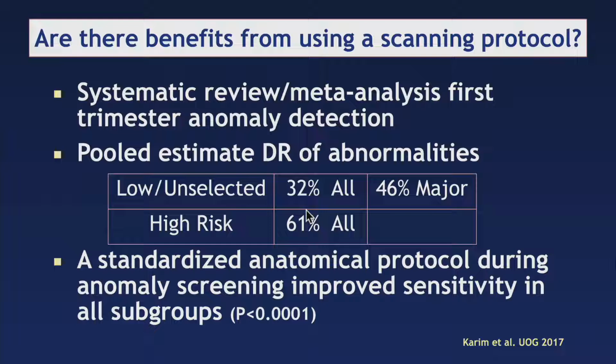However, we know that in a systematic review and meta-analysis for the detection of anomalies in the first trimester, the pooled detection rate for abnormalities, all abnormalities, was 32% in the low risk or unselected population. We picked up 46% of major abnormalities in this population, and we jumped to 61% overall in those at increased risk for structural abnormalities. However, what we know is that the use of a standardized protocol increased the detection rate of anomalies in both high risk and low risk populations. We improved our detection rate by following a protocol.